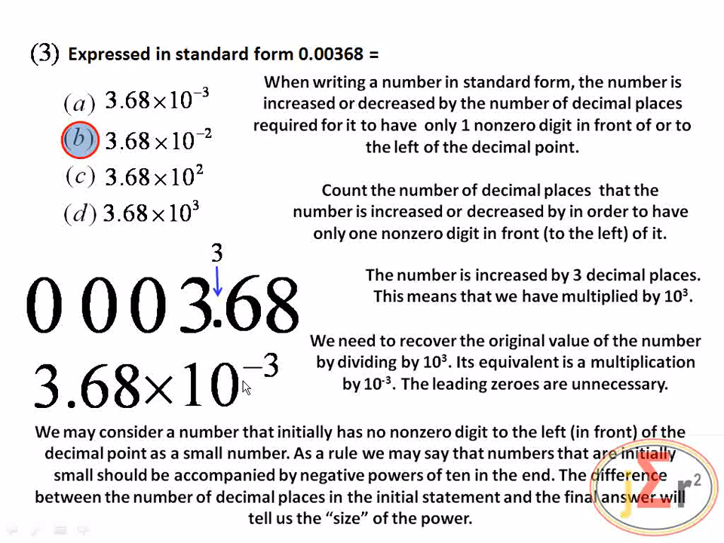negative powers of 10. And the size of the power that we are considering should be equal to the difference in number of decimal places that we have here and that we have in the final answer. So the number of decimal places by which we increase or decrease the number will give us the size. And of course, the sign of the answer is going to be dependent on whether we consider the initial number to be a large or a small number.